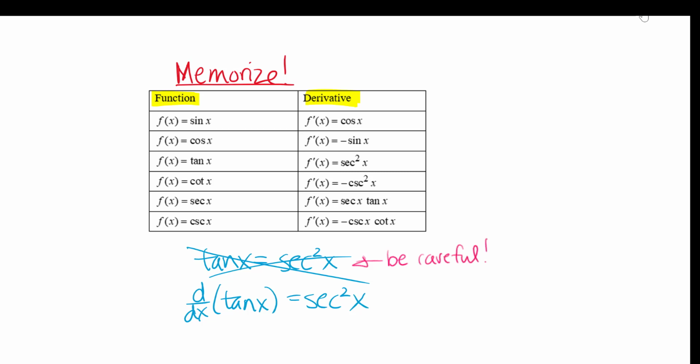Instead, use correct notation, either like I have in the chart, function and derivative. So one is f or y for the original function, and then the derivative, f prime or y prime or dy dx. So use proper notation for function and derivative. Or the way I have it written down here, the derivative with respect to x of tangent of x is secant squared x. All right, we'll do some examples in the next video where we use these derivatives to find derivatives of other kinds of functions.